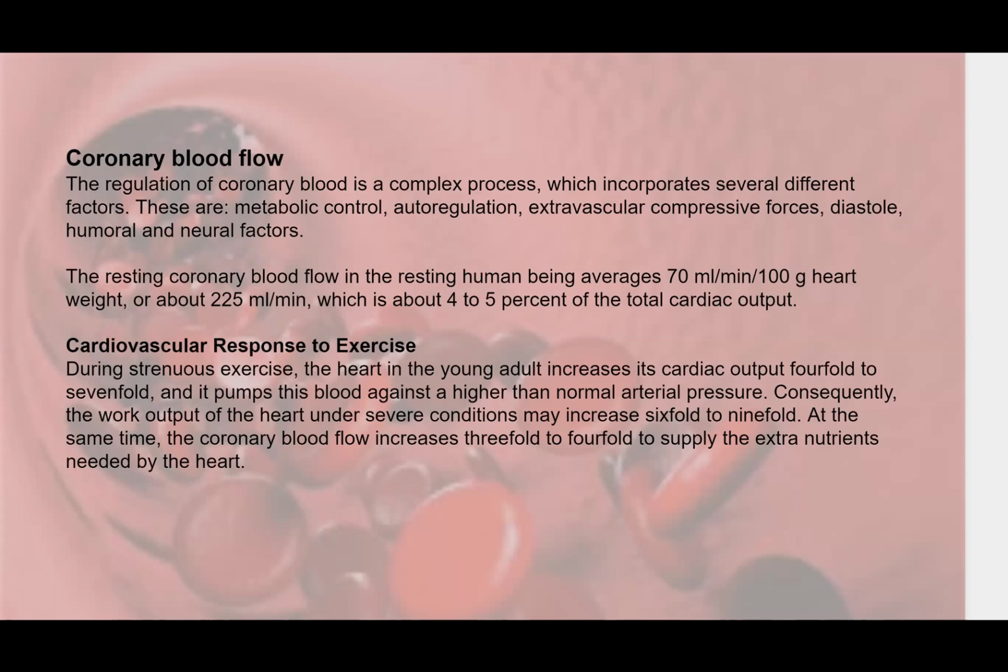The resting coronary blood flow in the human is about 70 mL per minute per 100 grams of heart tissue, or about 225 milliliters per minute, which is equal to about 4 to 5% of total cardiac output.